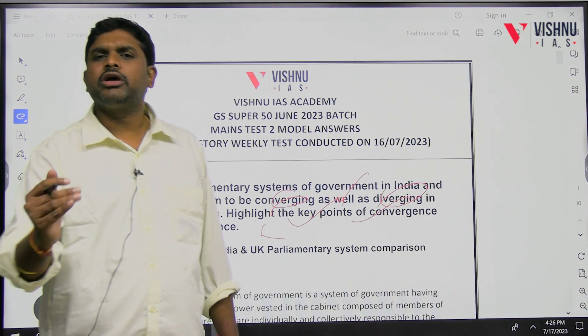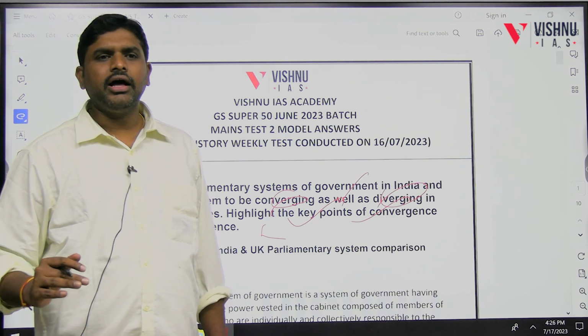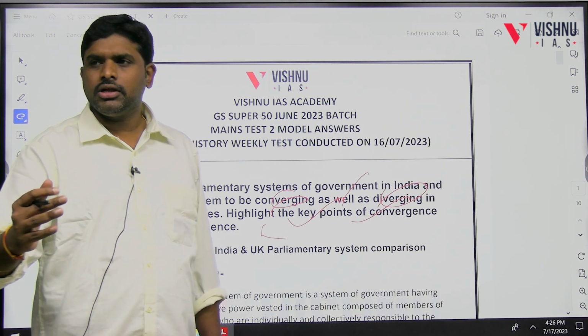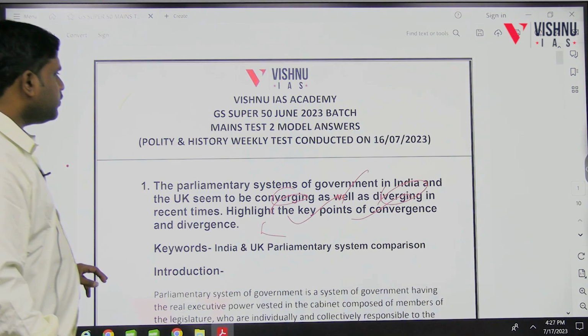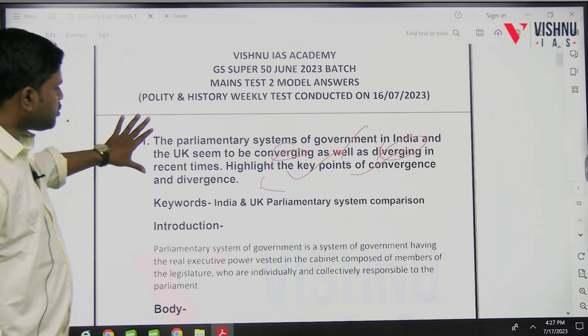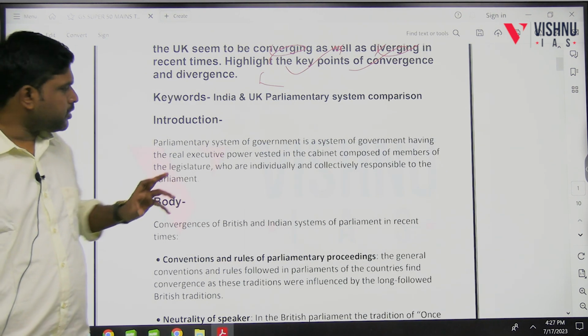So what are the common points with respect to UK and India? What are the dissimilar, divergence factors with respect to India and UK? This is what we have to read from this. So for the first question, you just have to remember key points. So what are the key points?